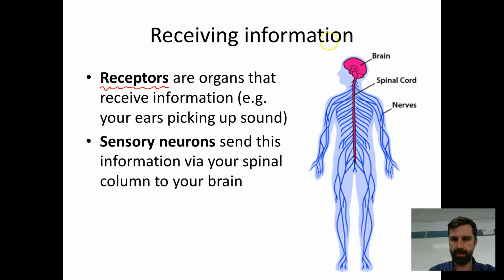You could even imagine touching something with your fingers, there's information being received here. And then part of this system of nerves are things called sensory neurons, and the sensory neurons are cells that are used to send this information back to your brain via your spinal column. So the information goes up through your nerves, into your spinal column, and then up and into your brain. So this is how we receive information.